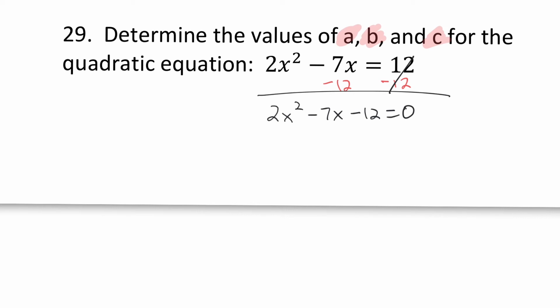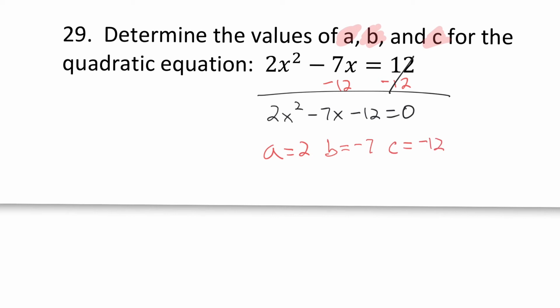Now you guys remember, keep in mind, the a value is the one with the x squared. So you guys have a 2. This is my a value. My b value is the one with the x. Sometimes the terms are not in order. So you guys need to make sure the b term is the one with the x. So b is negative 7 and c is your constants. So you guys have a negative 12. Negative 12 doesn't have a variable. That's why it is a constant.